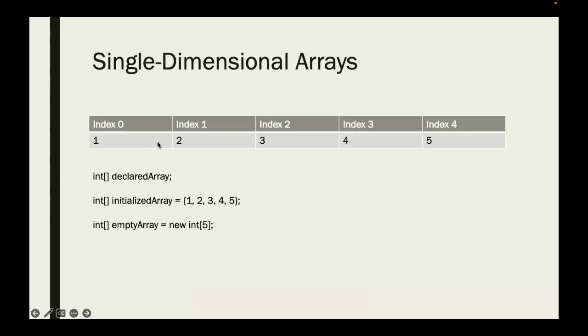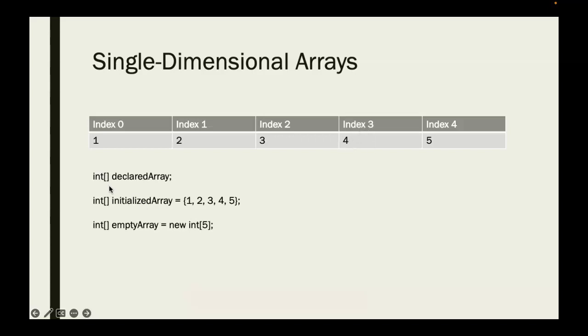So an example here is a single-dimensional array with 5 elements. At index 0 or position 0 of the array, we have the element 1. At index 3 or position 3 of the array, we have the element 4.